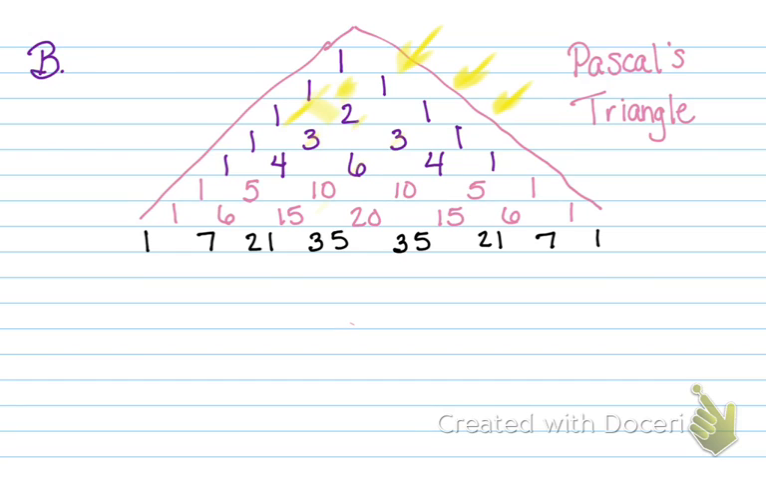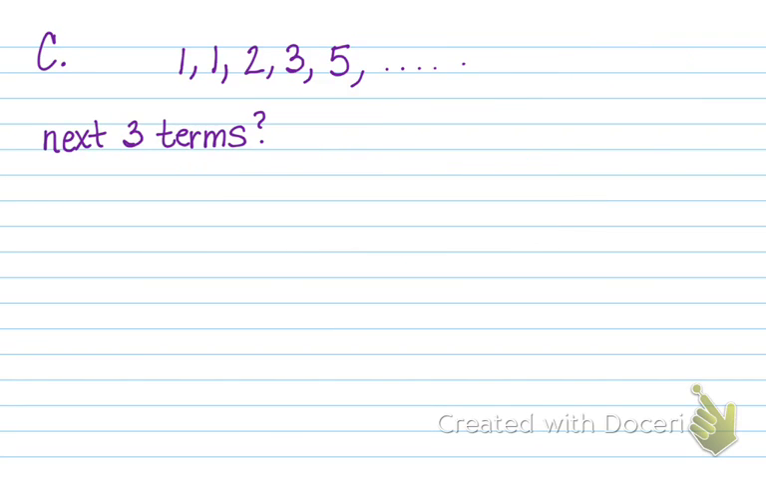So let's go to our next pattern. I want you to see if you can find the next 3 terms. Look at the pattern and see what you think is happening. We have 1, 1, 2, 3, 5. Take a minute and see if you can figure out what the next 3 terms are. All right, our next 3 terms are 8, 13, and 21. If you got that, you know how the pattern works. If you didn't, let's look a little closer.